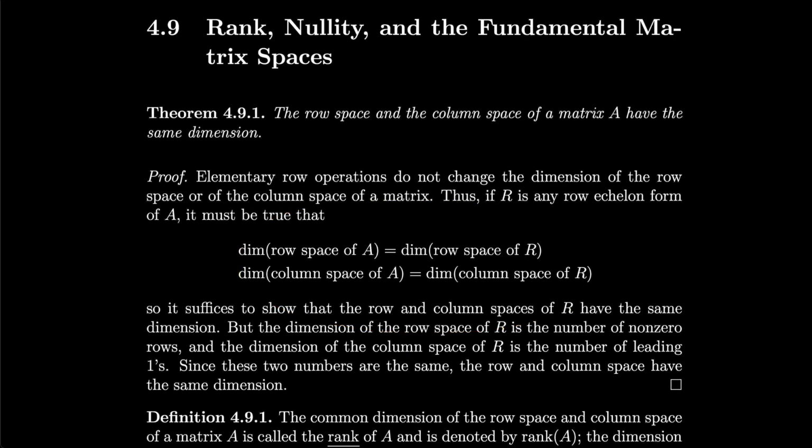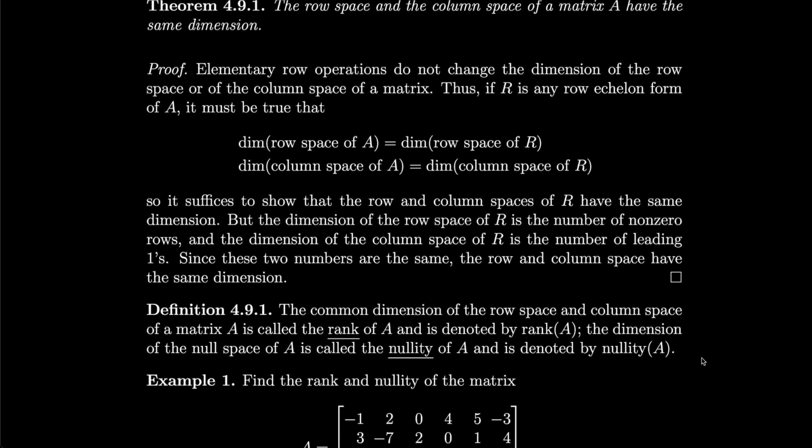But the dimension of the row space of R is the number of non-zero rows, and the dimension of the column space of R is the number of leading ones. Since these two numbers are the same, the row and column space have the same dimension. So this common dimension of the row space and column space of a matrix is called the rank of A, and is denoted by rank A.